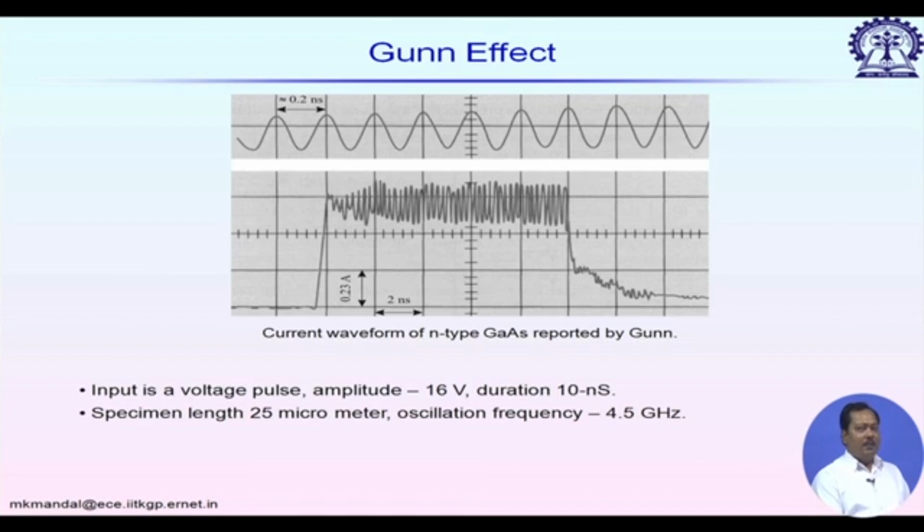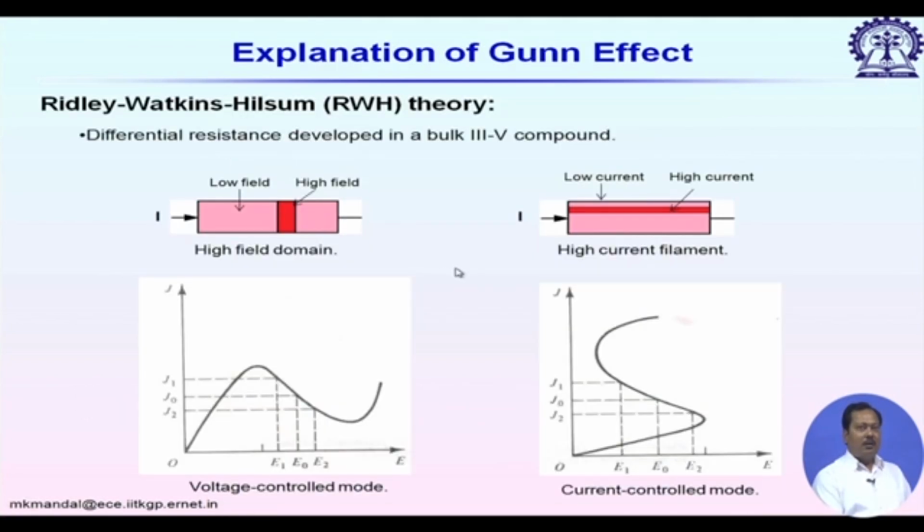Now, how can a gallium arsenide device generate microwave or millimeter wave signal? To understand that, we have to understand the RWH theory, popularly known as the Ridley-Watkins-Hillsum theory. It deals with differential resistance. Let us say we have a sample here shown by this rectangular block. Now, some voltage is applied between the left hand side and right hand side, cathode and anode, and somehow on a given filament, let us say resistance increases.